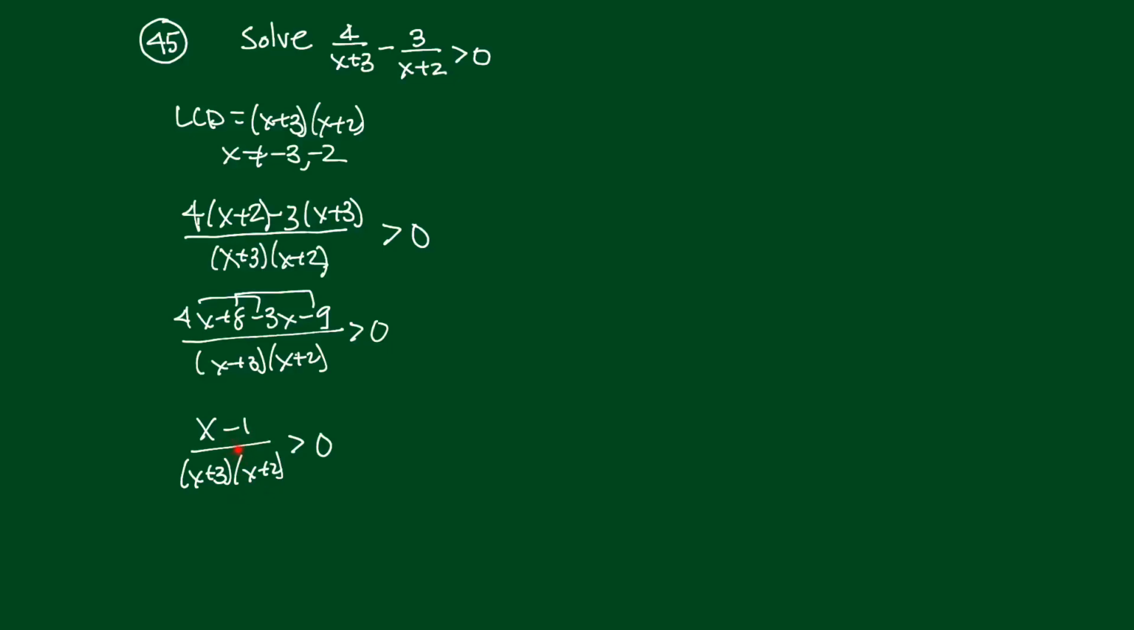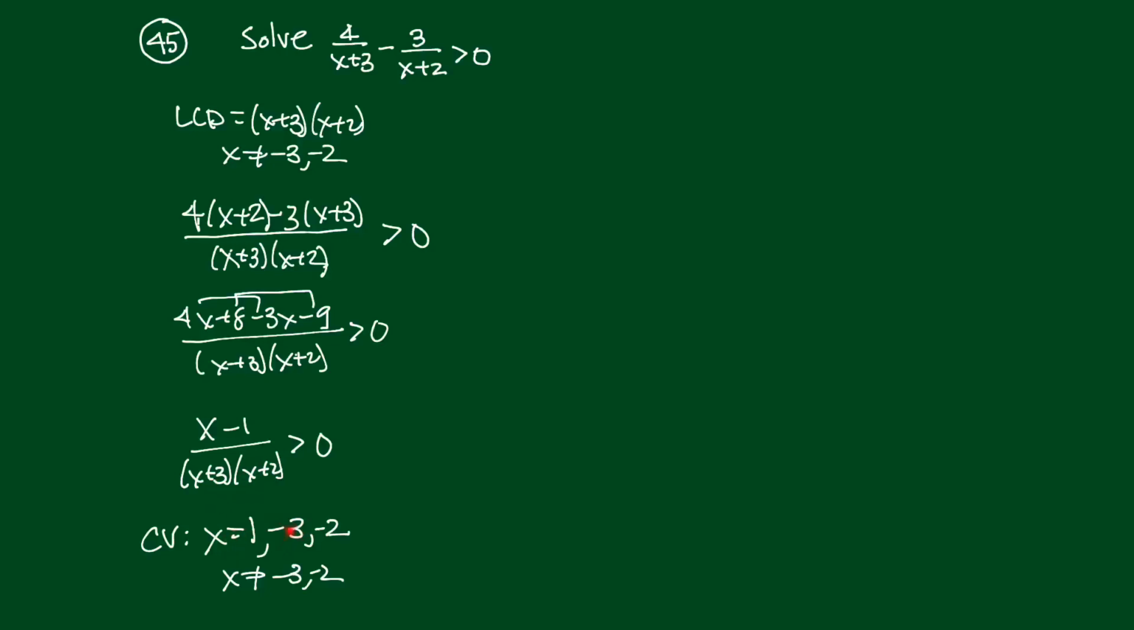So it took us some upfront work. If you remember problem 41, it was already given to us as a fraction. This time, we had to get it. All right, so what are the critical values here? What's going to make the top 0? 1. What's going to make the bottom 0? Negative 3 and negative 2. And x cannot equal negative 3, negative 2 because those numbers give us division by 0. Now the 1 is okay. You can have 0 in the top, but just no zeros in the bottom.